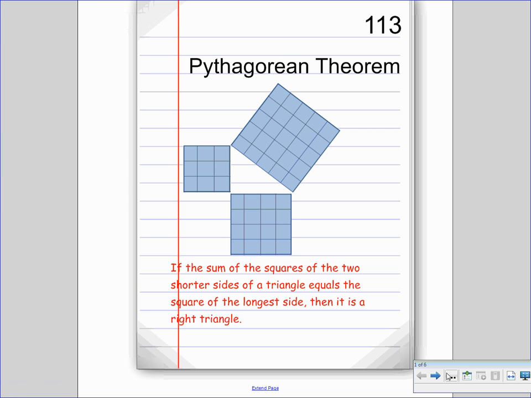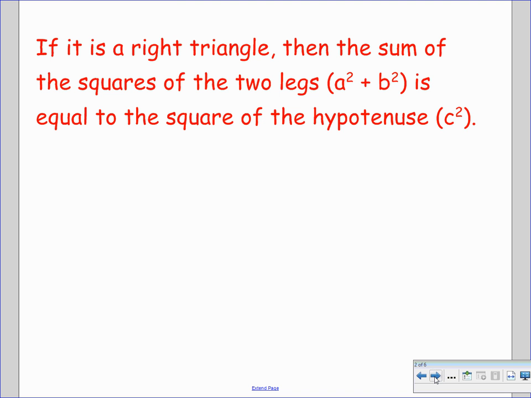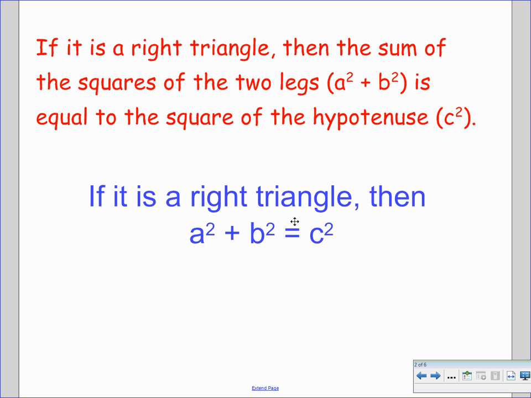Today, we're going to learn the second half of the Pythagorean theorem, which says that if we have a right triangle, then the sum of the squares of the two legs is equal to the square of the hypotenuse. Remember that if we have a right triangle, the two shorter sides are called the legs, and the longer side is called the hypotenuse. In other words, if it is a right triangle, then a squared plus b squared equals c squared.